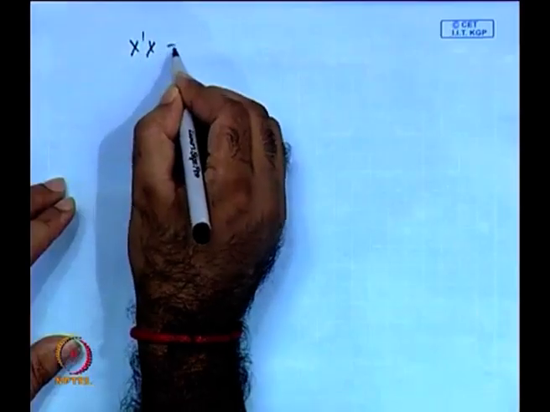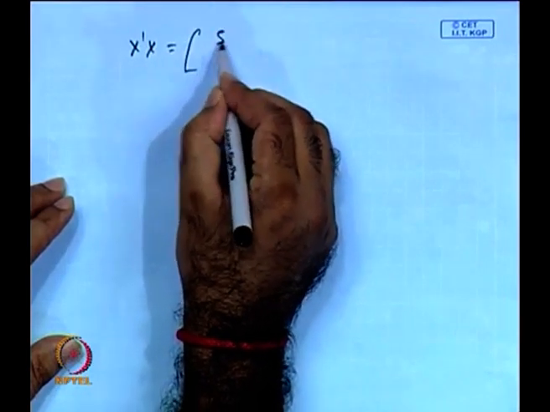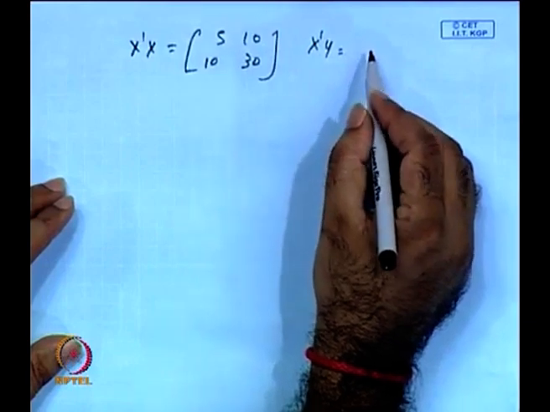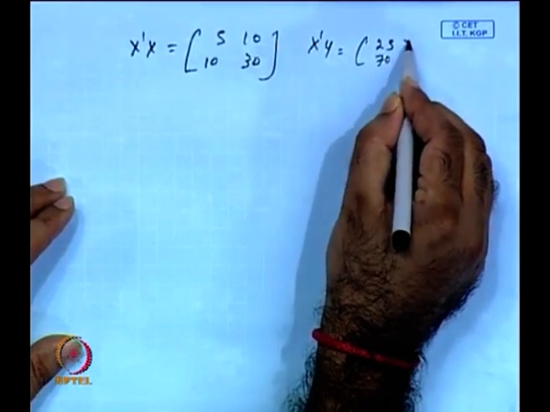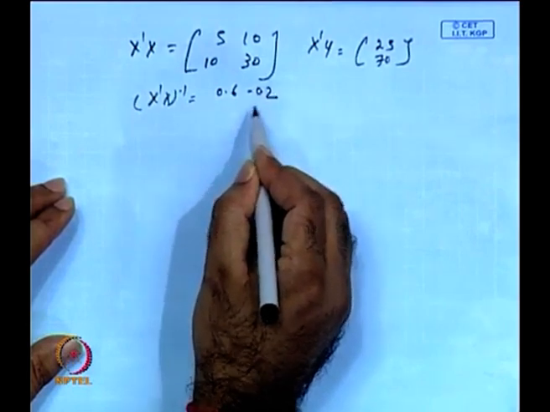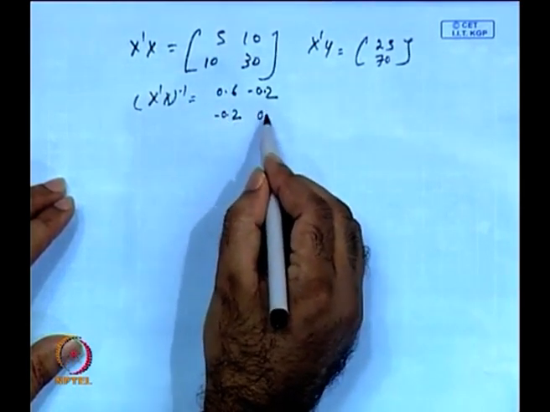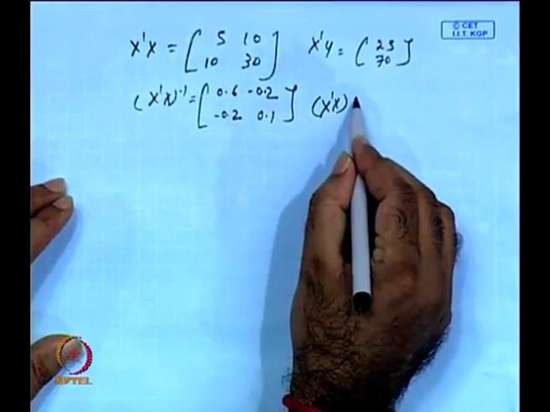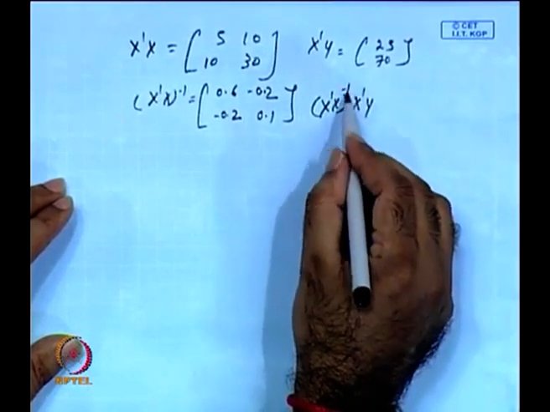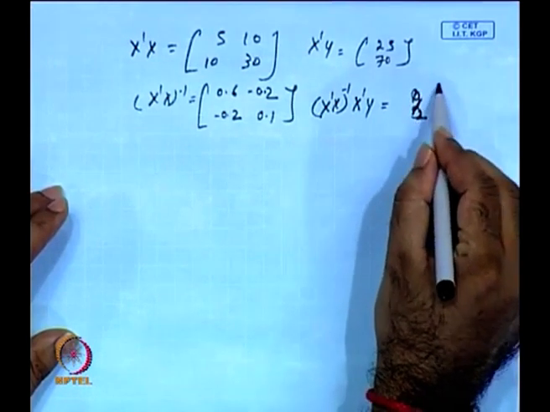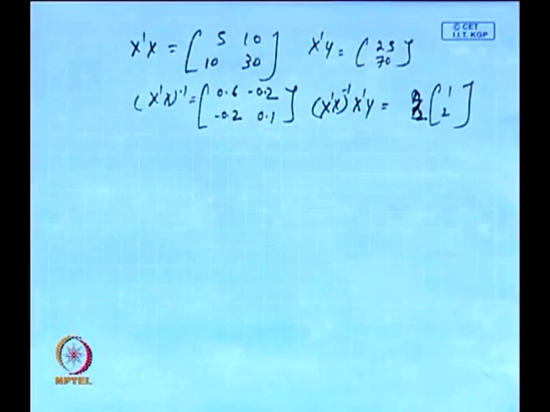Again we will summarize this entire result. X transpose x that we have obtained is 5 10, 10 30. Then x transpose y equals 25, 70. Then x transpose x inverse is 0.6 minus 0.2, then minus 0.2, 0.1. So this is x transpose x inverse. Then x transpose x inverse into x transpose y comes to 1 and 2. So it is better to write 1 and 2 like this. So this is how the system works.